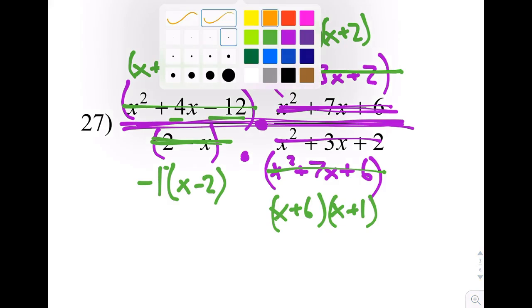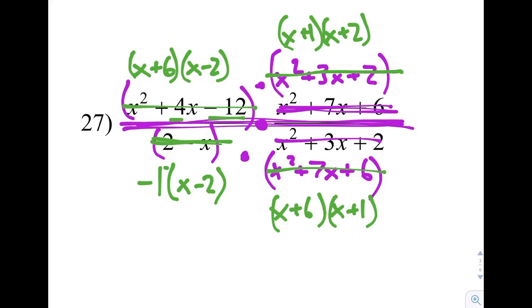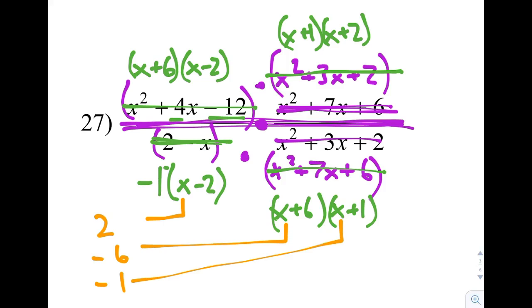We're going to do excluded values next. That's always good to do when you get your factors. So we get an excluded value of 2, of negative 6, and of negative 1. So those are our excluded values.